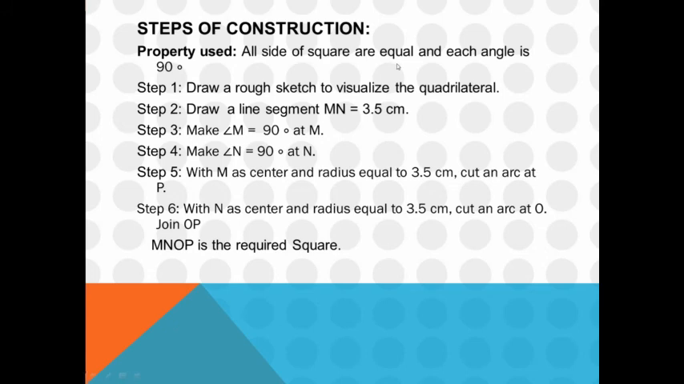If you look at these steps carefully, then you will come to know that this construction is same as the construction we have done for three sides and two included angles. This is one way. We can construct a square in other ways also if other properties are known. Another special quadrilateral I am taking is rhombus.